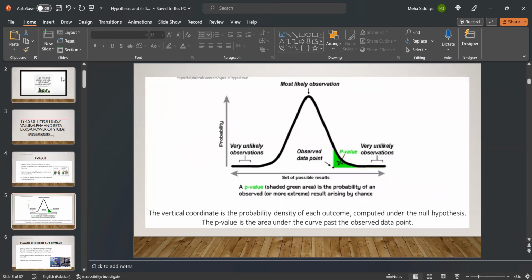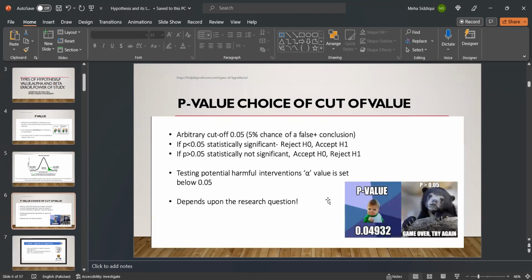So here we can see that this is the p-value, which is a shaded green area, and it is the probability of an observed or more extreme result arising by chance. So the vertical coordinate is the probability density of each outcome computed under the null hypothesis. And again, p-value is the area under the curve past the observed data point.